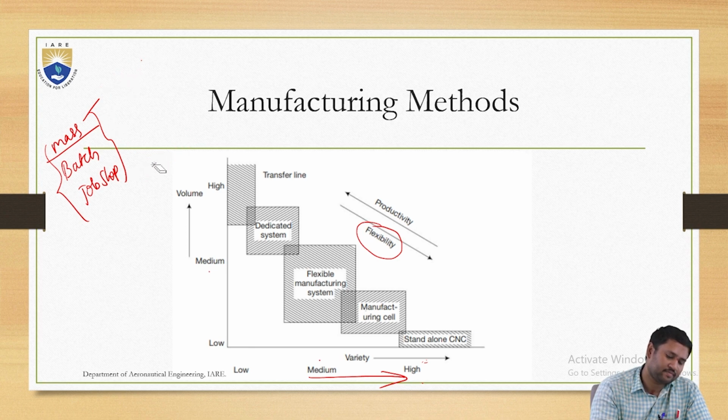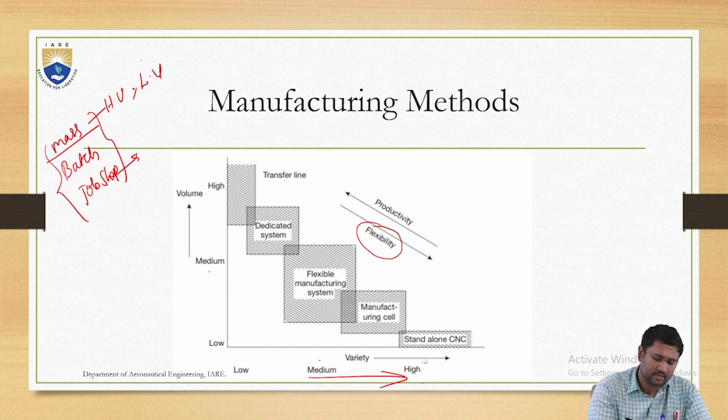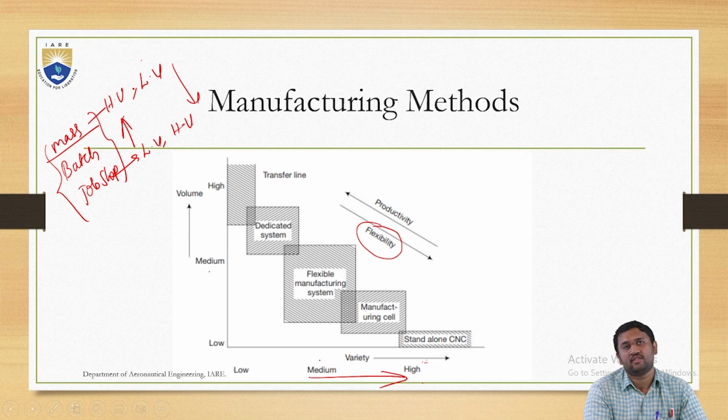Now, another case, coming to flexibility. Mass is the same, high volume and low variety. Job shop is low volume and high variety. Productivity increases as it goes towards mass production, and flexibility decreases as it goes towards mass, whereas flexibility increases as you change from mass production methods to job shop production methods.